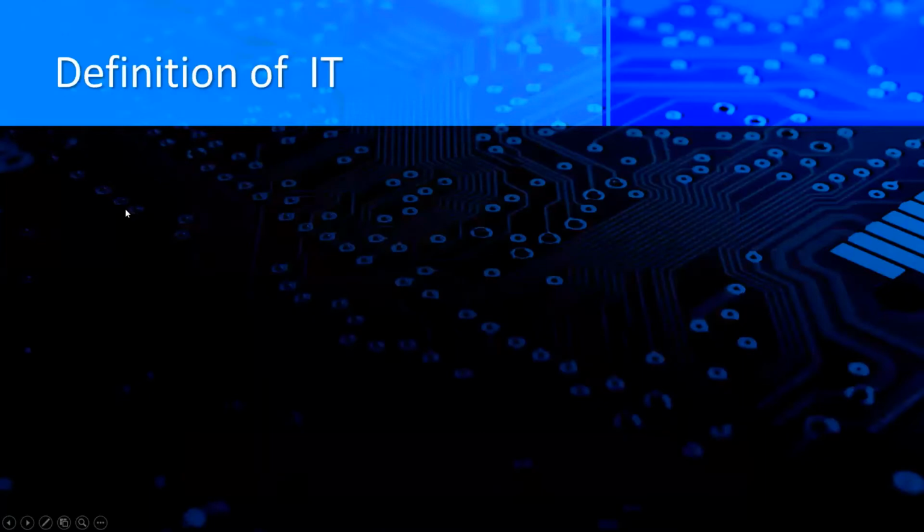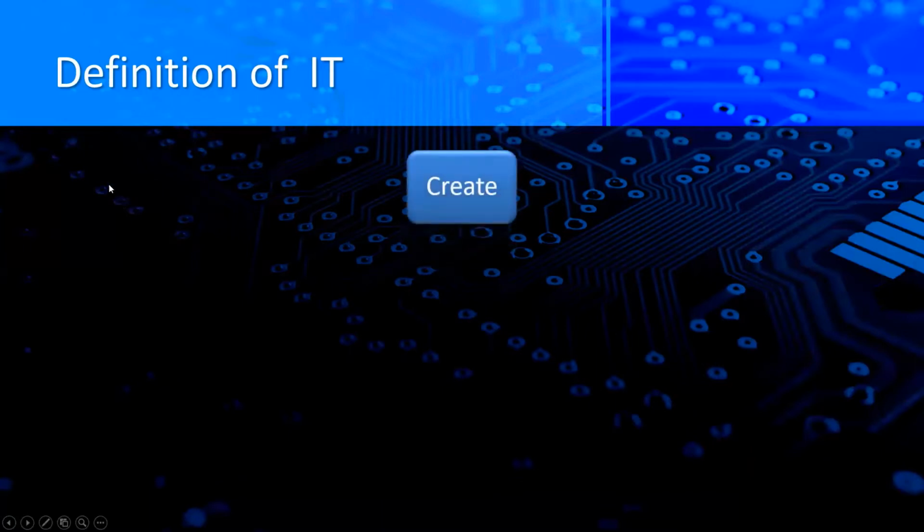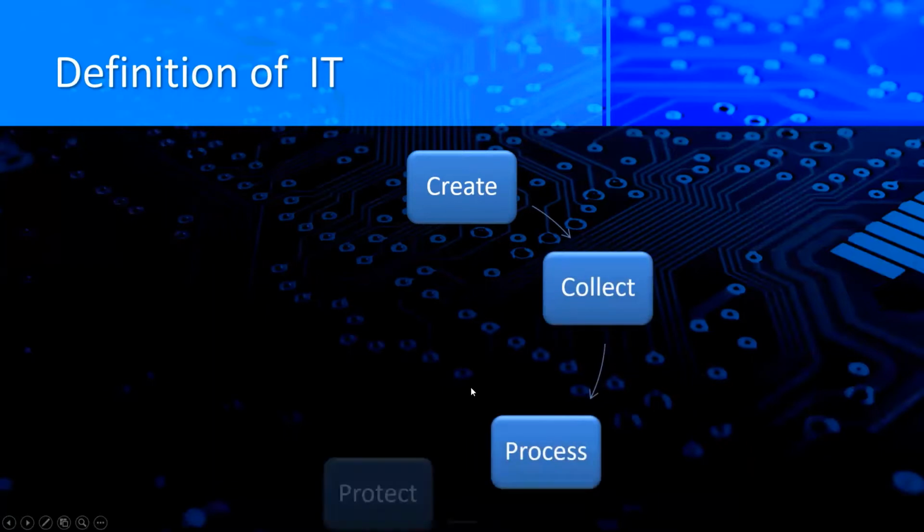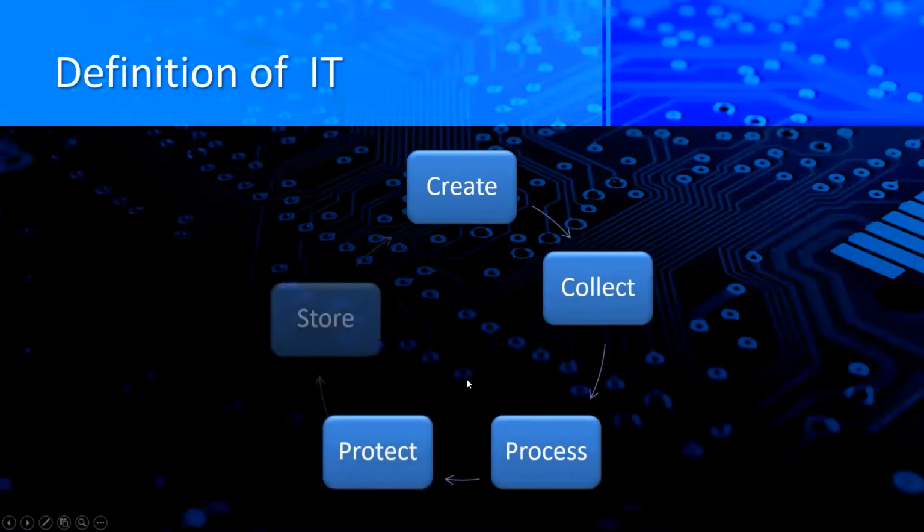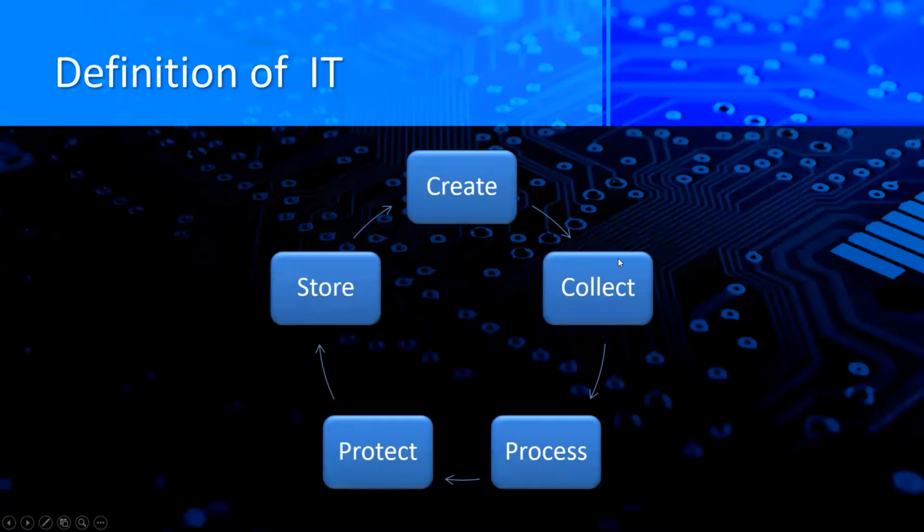Moving ahead to the definition of IT. So what is the definition of IT? That is, information technology का definition क्या है? Before going for that definition, just focus on the parameters which are binding the definition for information technology. The first word is create, second is collect, third one is process, fourth is protect, and fifth one is store. So this is a cycle which we need to remember for the definition of IT.